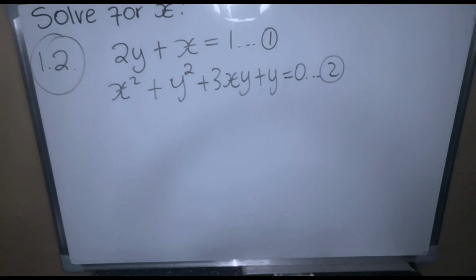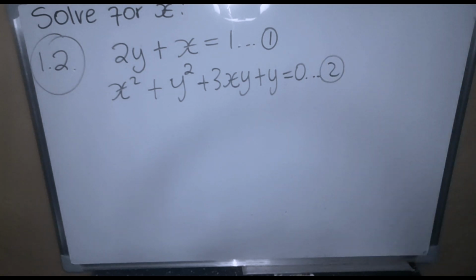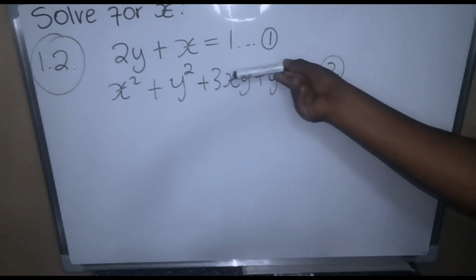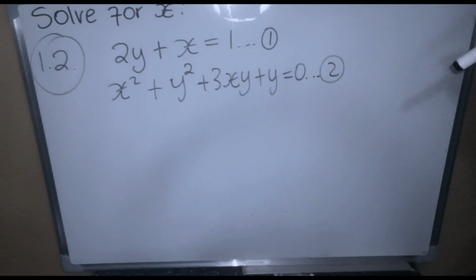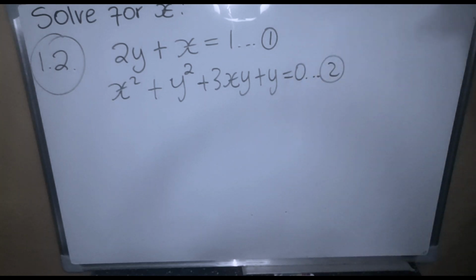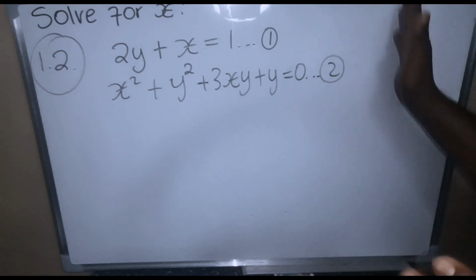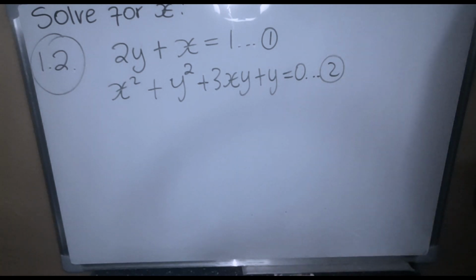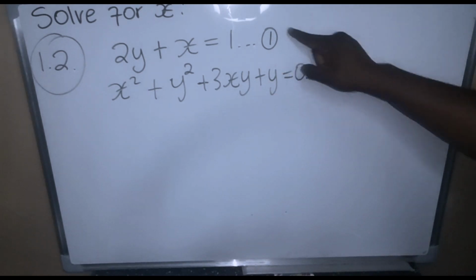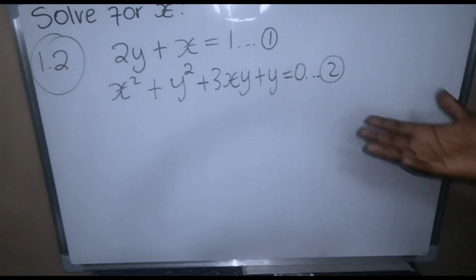Now, guys, for us to solve for x and y, in this case, we've got two equations. Now, the first one, here 2y plus x equal to 1. Our aim here is very simple, guys. There are many ways to simplify this problem. One of the ways is to create the third equation from either of the two. Now, which equation can we use to create the third equation? The simplest equation between 1 and 2.